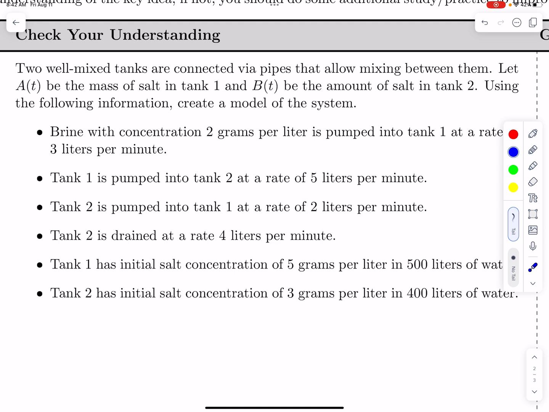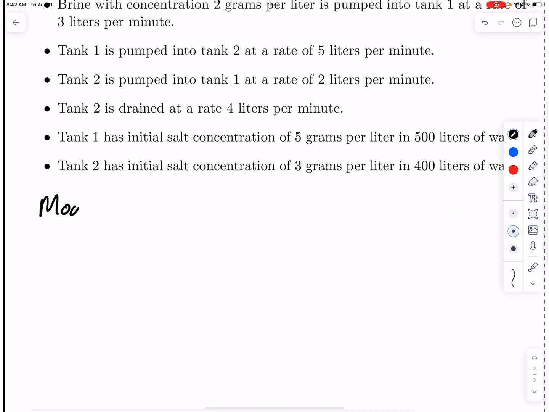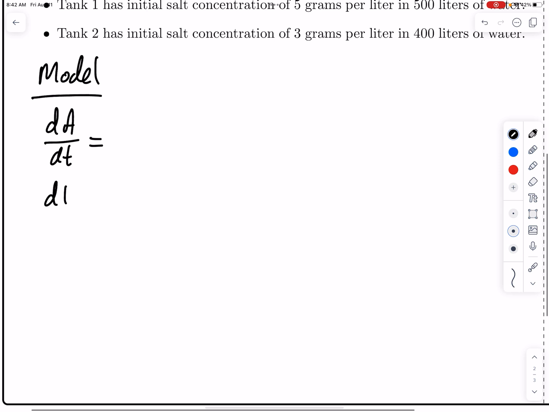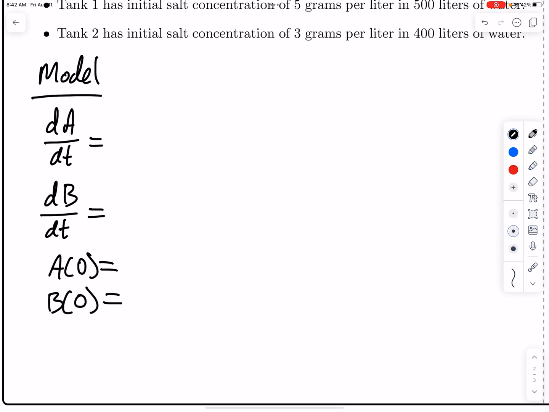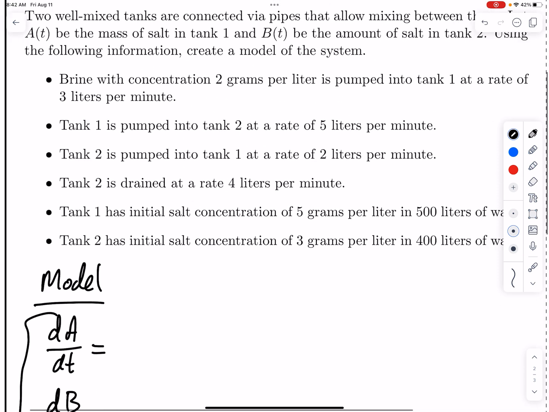And the model should be differential equations, in this case 2 because it's going to be a system, and initial conditions. So what our model should eventually look like is dA/dt, the rate of change of the mass of salt in tank 1, dB/dt, the rate of change of mass of salt in tank 2, the initial salt in tank 1, and the initial salt in tank 2. That is a model. It's the set of differential equations together with those initial conditions.